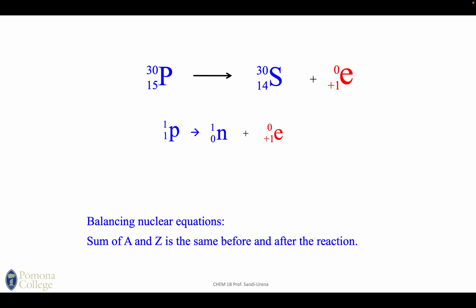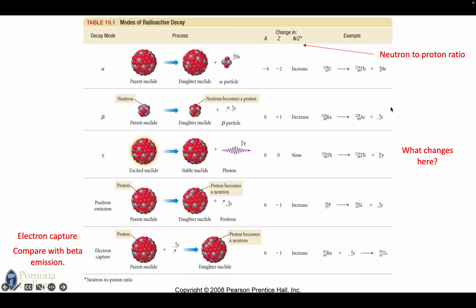And this is just a reminder that for a nuclear reaction to be balanced, the atomic numbers and the atomic masses on the left and on the right, the sum of them all should be equal on the left and on the right. This column here is the neutron to proton ratio. So you can look at what happens to that ratio and associate that with the type of transformation.